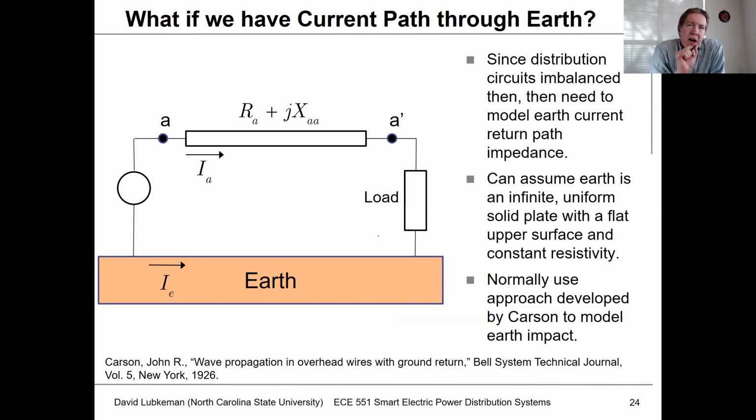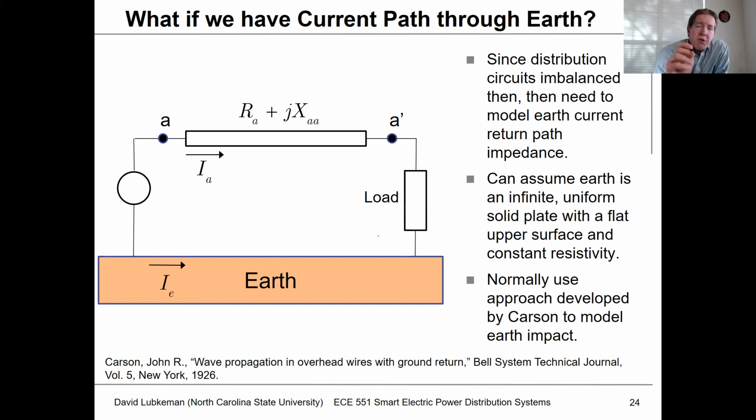Note that if we have a grounded wire, not only do you have a current flowing through the neutral, but you'd have current flowing through the earth. So what we need is a way of modeling the earth return. If we had everything perfectly balanced, we wouldn't have any earth return. There'd be no neutral flow. However, we just talked about the fact that these distribution systems are imbalanced. So we need a way of calculating the impact of the earth, and we would need this for fault analysis anyway.